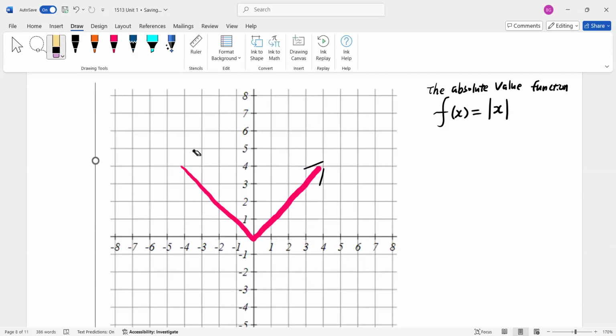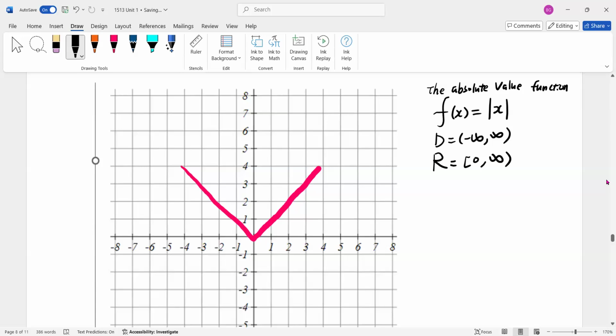Let me erase those. Also, I want to make the graph simpler. So this is the graph of the absolute value function. Domain is all real from negative infinity to positive infinity. Range is all positive and 0. So it's from 0 to positive infinity. 0 is in the range because of the point 0, 0 here. You see what I'm talking about, right? The minimum point is at 0, 0. So 0 is in the domain, also in the range. So that's the absolute value function.